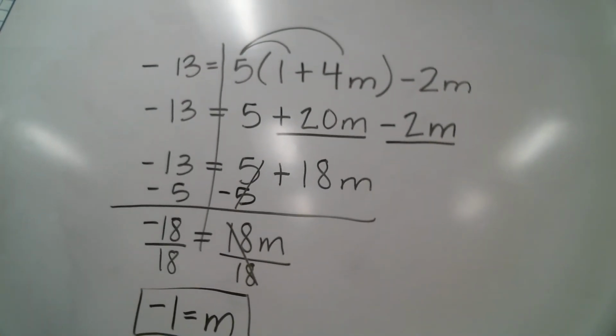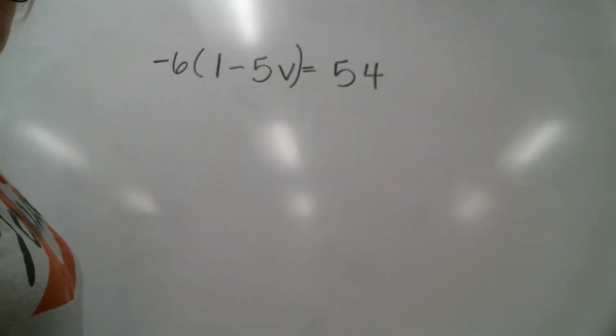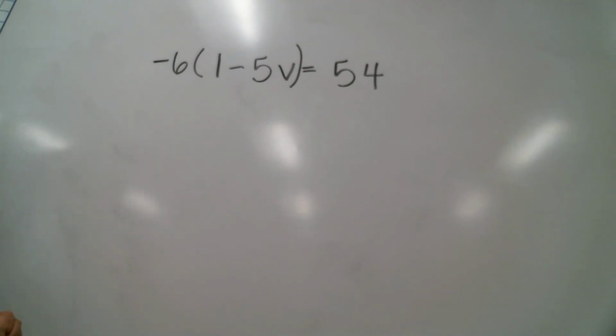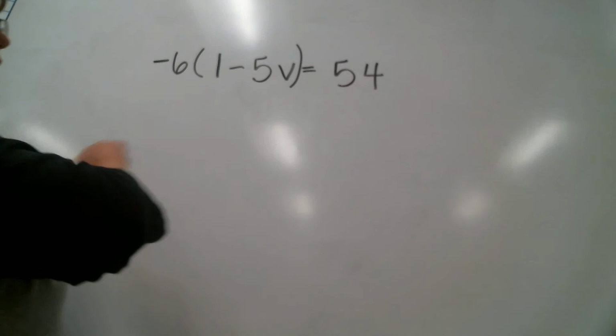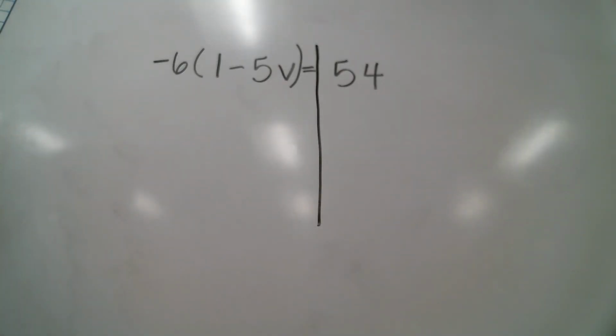Okay, make sure you have that all written down. Okay, let's do one more together. Go ahead and copy this one down. I'm going to start with a line at the equal sign so I can see where my equation balances, I can see the two sides.